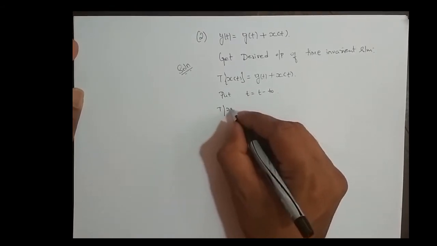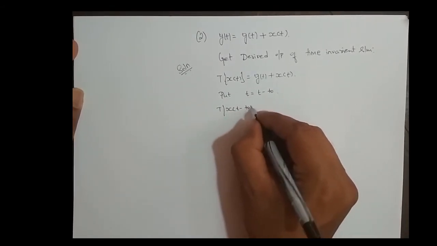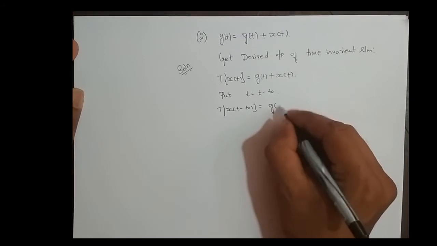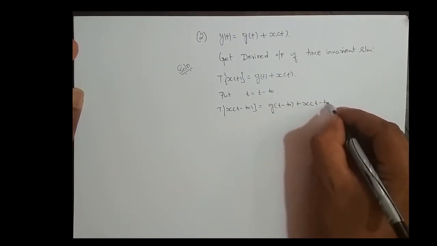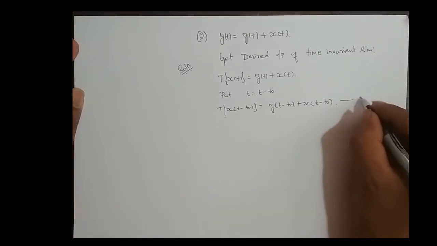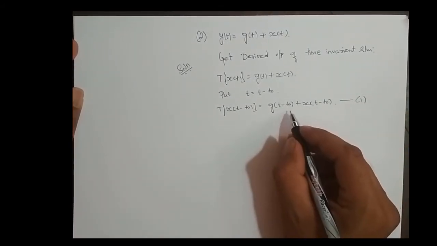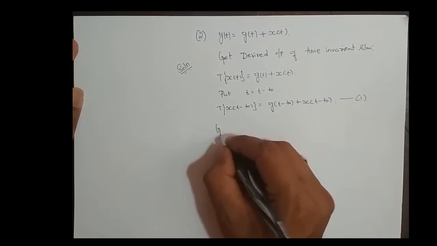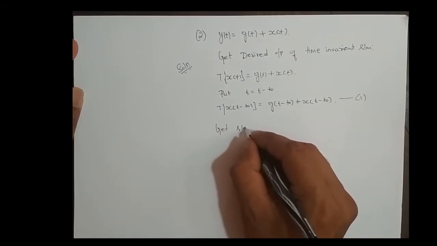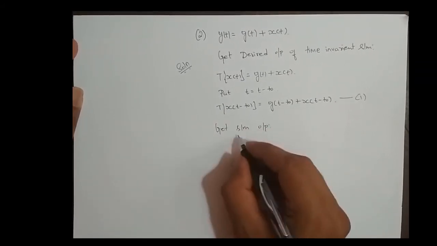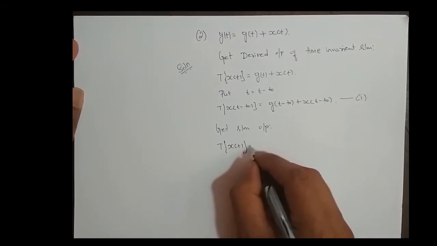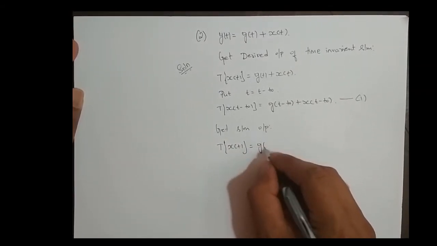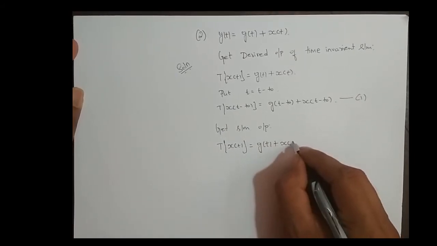What do we get? x of t minus t naught is equal to g of t minus t naught plus x of t minus t naught. So this is actually the desired output of a time invariant system. Now we get the system output. So how do we get system output? So transformation of x of t is equal to y of t, and what is y of t? y of t is g of t plus x of t.